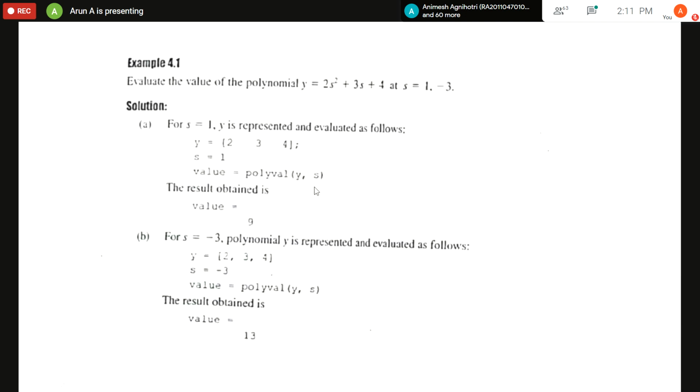So the command is val y comma s. Just watch this. There are two subclasses of this question. One is for s equal to minus 3, which is given in the question. And the values are 2, 3, 4, right?